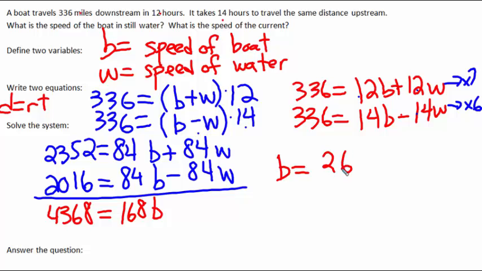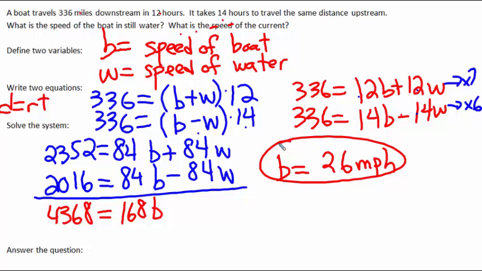Now, frankly, we don't even need to know what W is. All it's asking us in this problem is, what is the speed of the... Oh, wait, never mind. It does ask us for both. What's the speed of the boat in still water? Well, that's 26 miles per hour. We've already defined B to be the speed of the boat. And then also, what's the speed of the current, or the water?